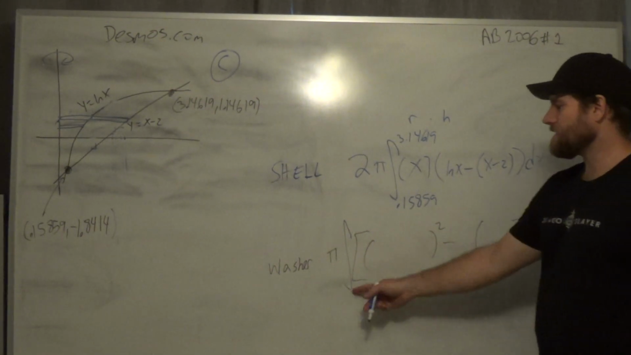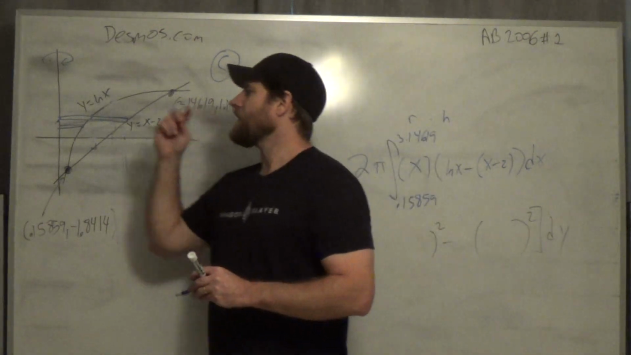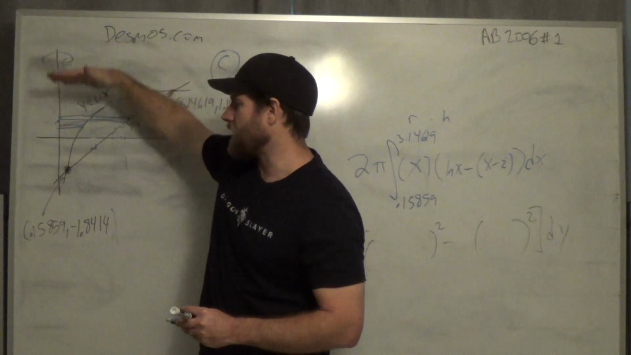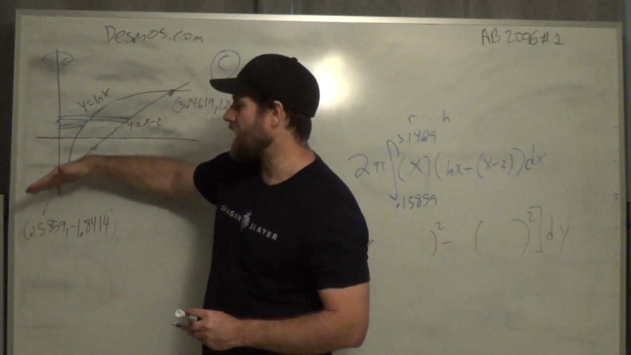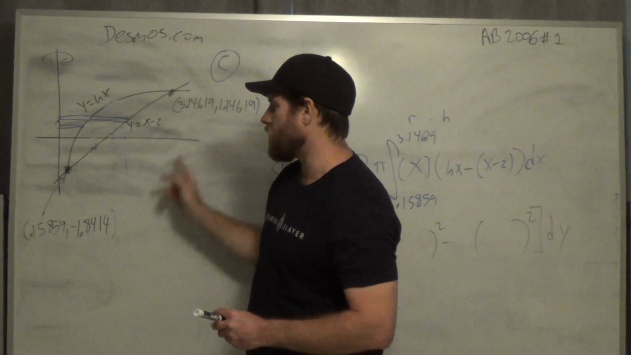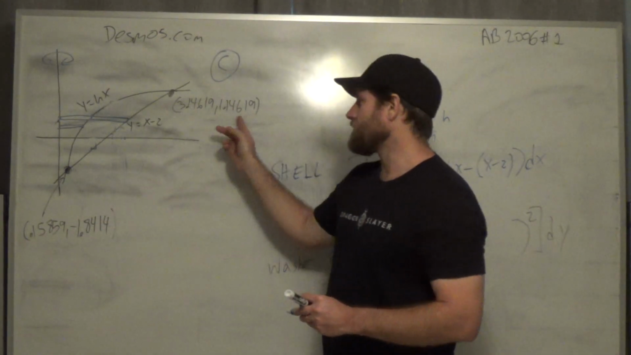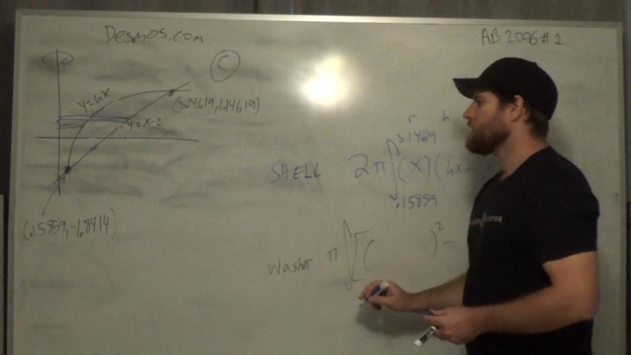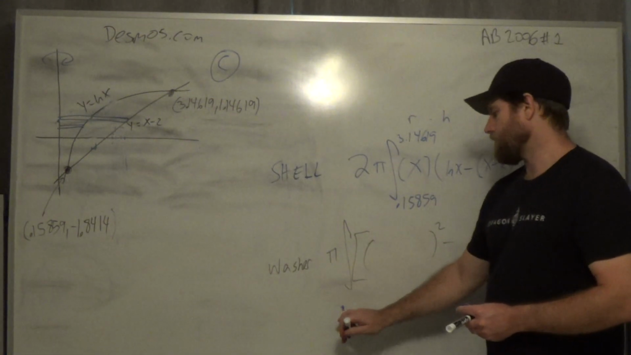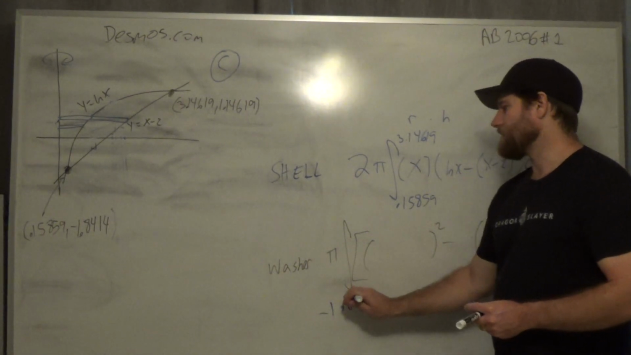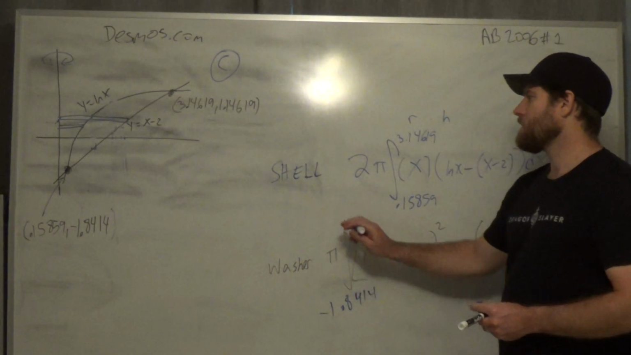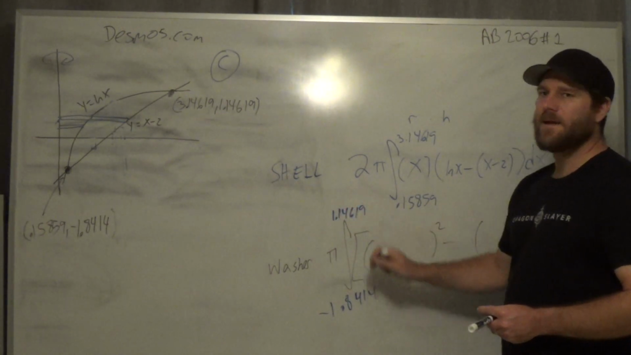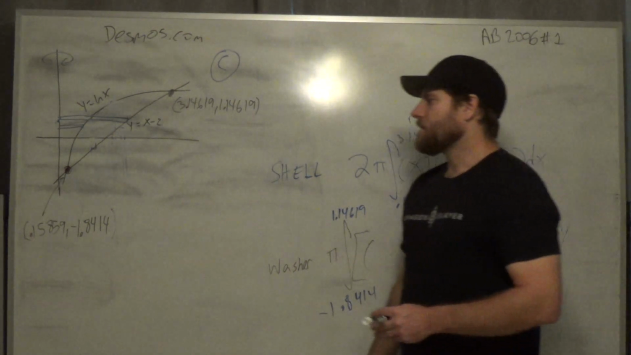The second thing you need is these endpoints. When I've rotated around, I'm creating washers, and if I chop them up this way, I'm going to have discs going this way, and I'm going to add up all the washers from this y-coordinate to this y-coordinate. If you've been wondering why the y-coordinates have been here from the beginning, it's for this. So, from the lowest y-coordinate to the highest, so from negative 1.8414 to 1.14619.